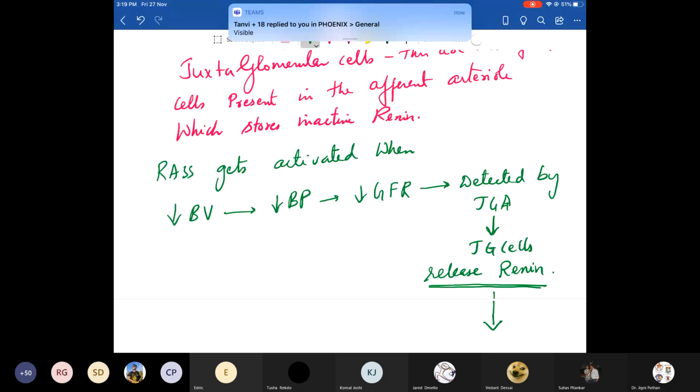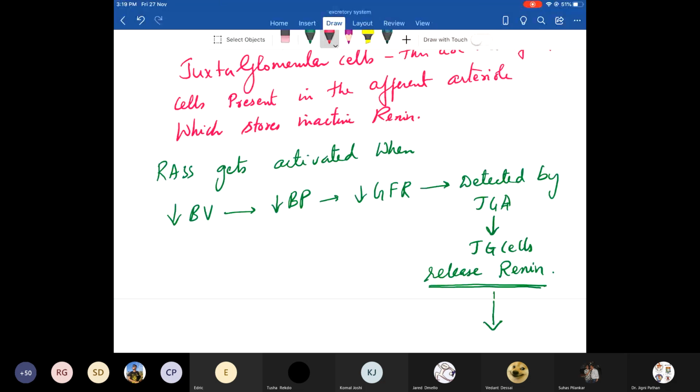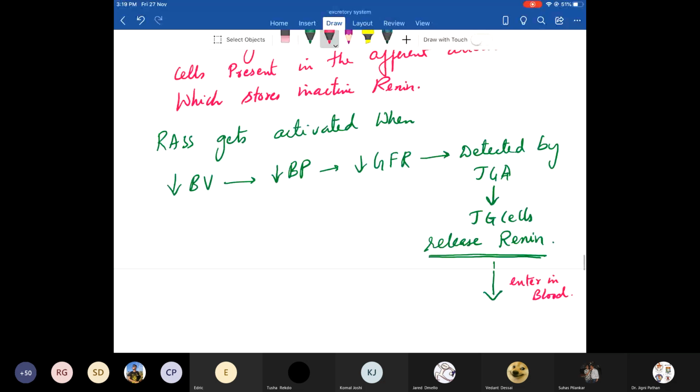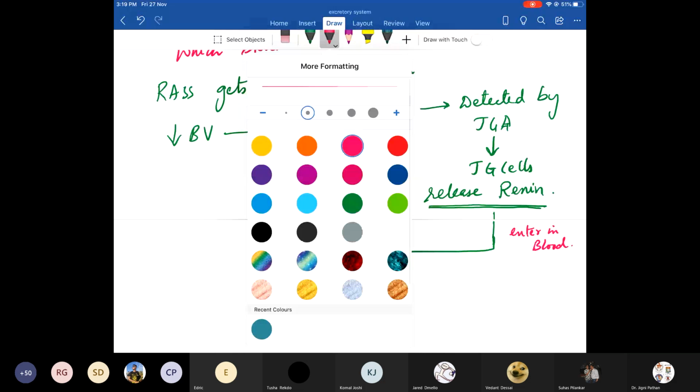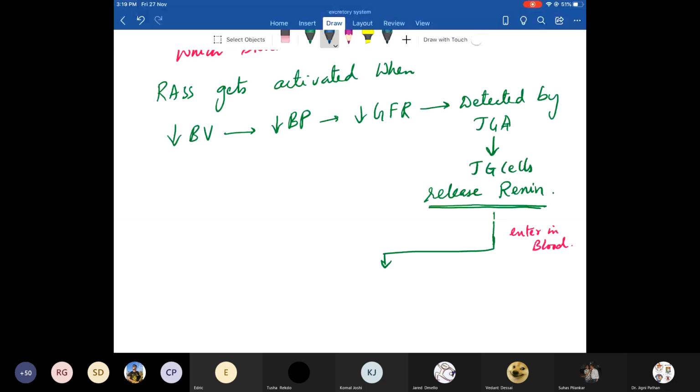Release the enzyme renin. Then this renin enters in blood. When it enters in the blood, it will act on angiotensinogen.